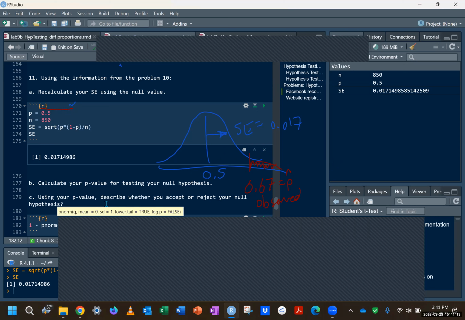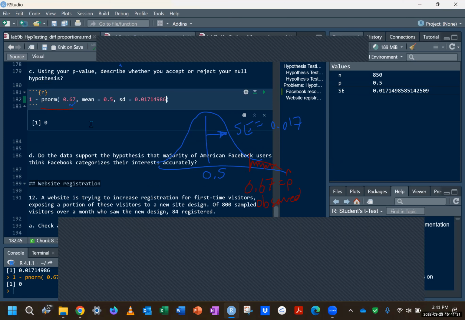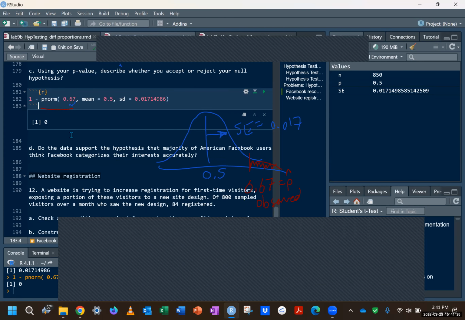And then we say what we observed. This is our point, and then the mean, standard deviation, which is our standard error. And if I just calculate it here, I can be assured that I'm putting in the right answer. If not, I can copy paste that in there. The answer I'm getting. Now, if we get 0, don't be alarmed. That means it's a very low probability.